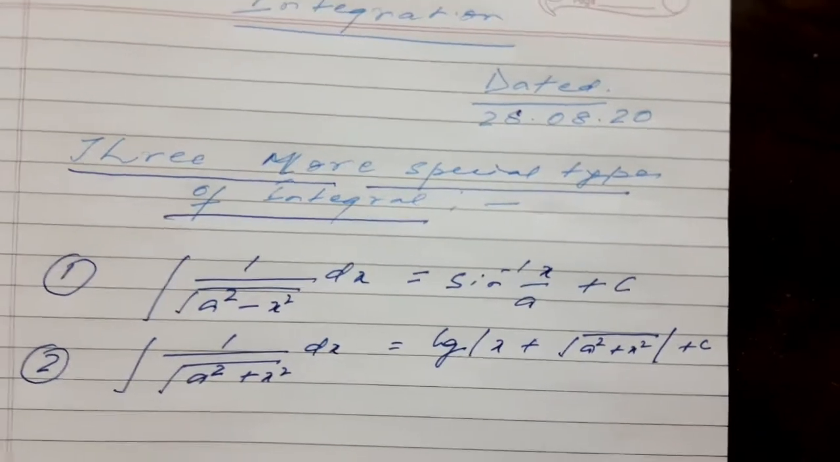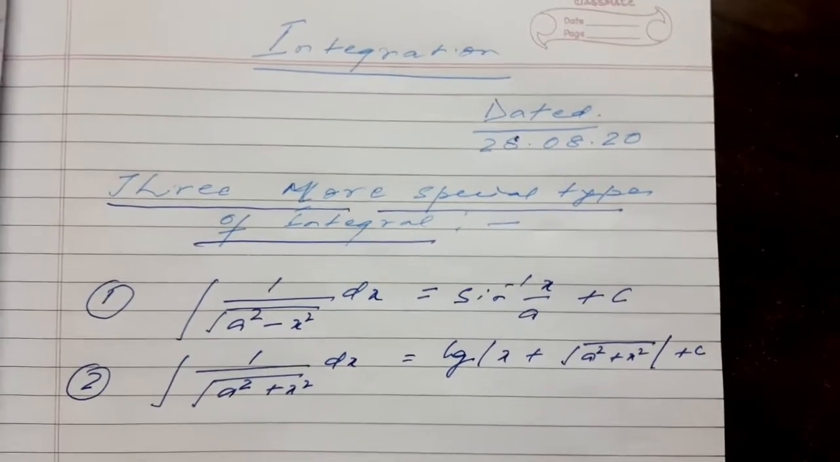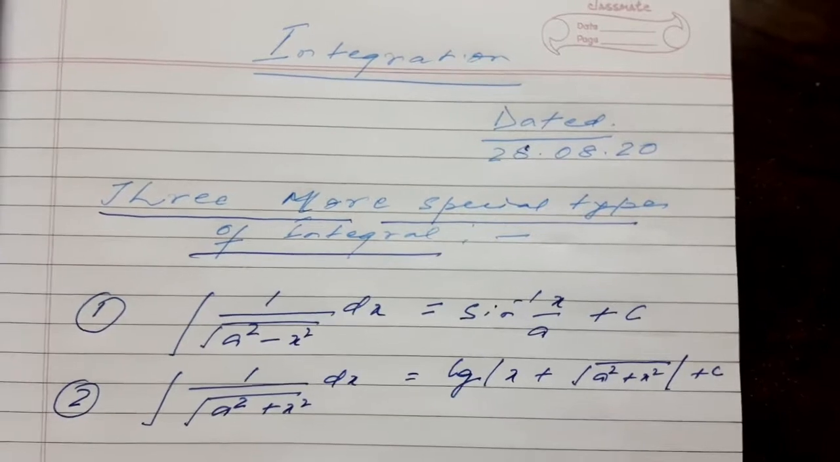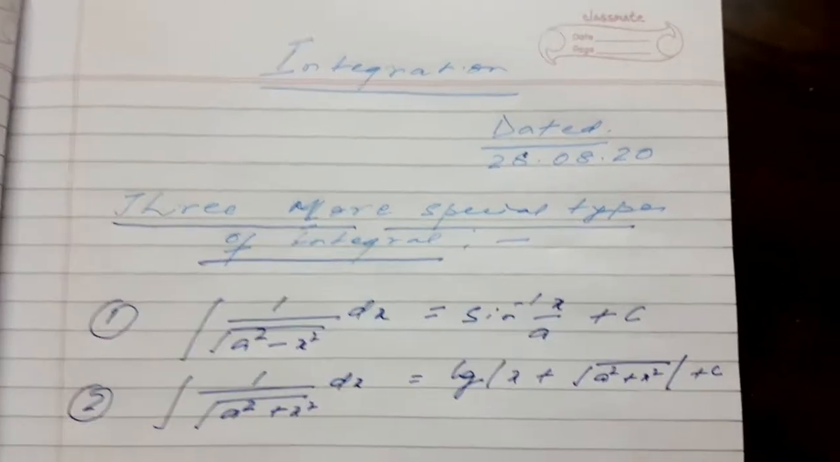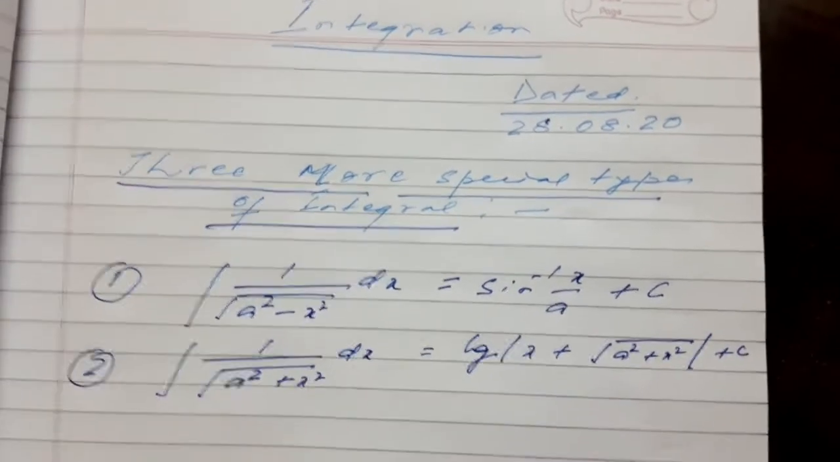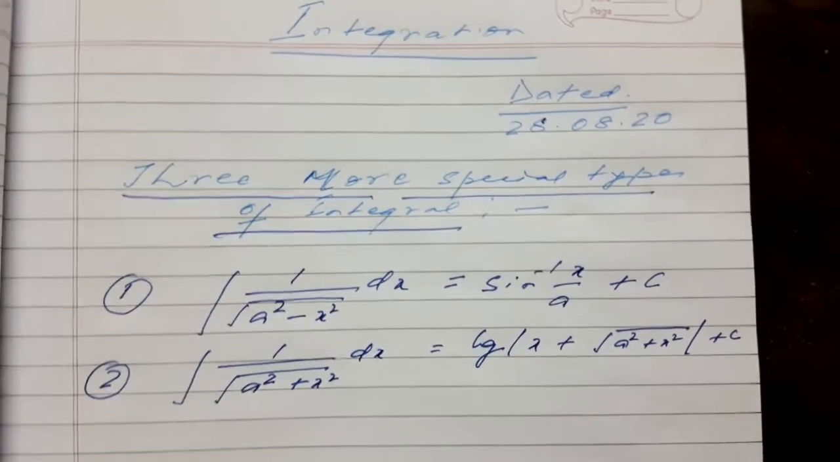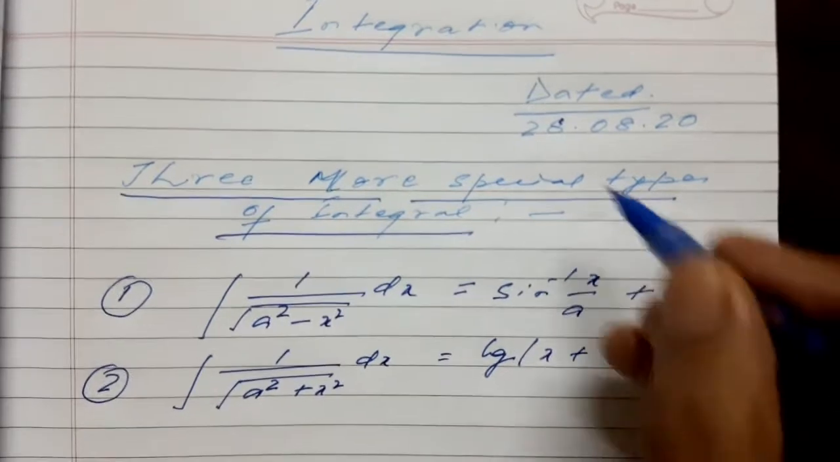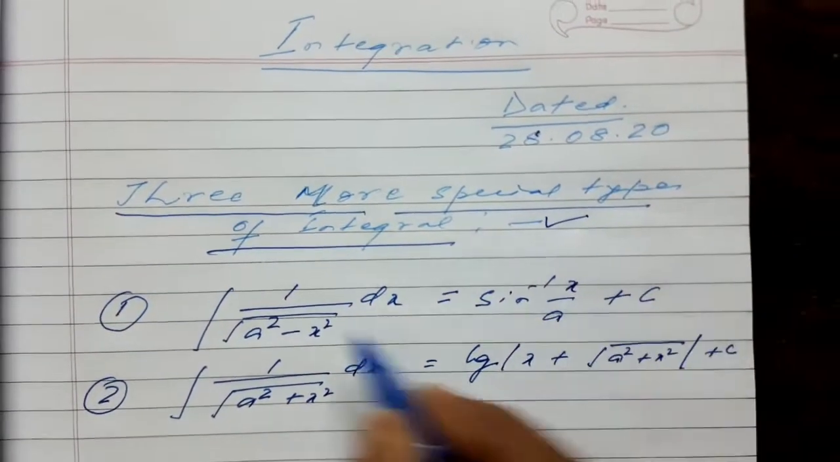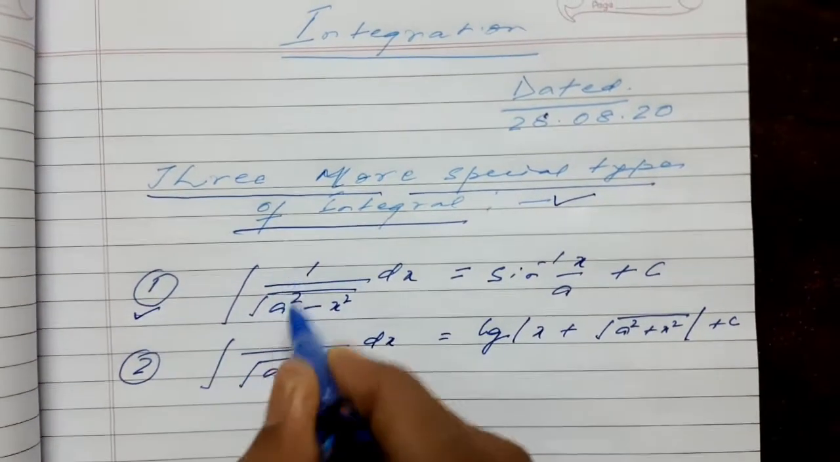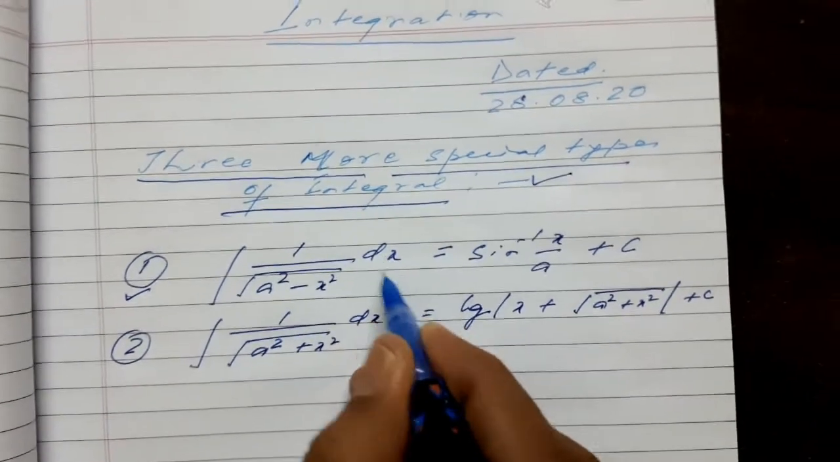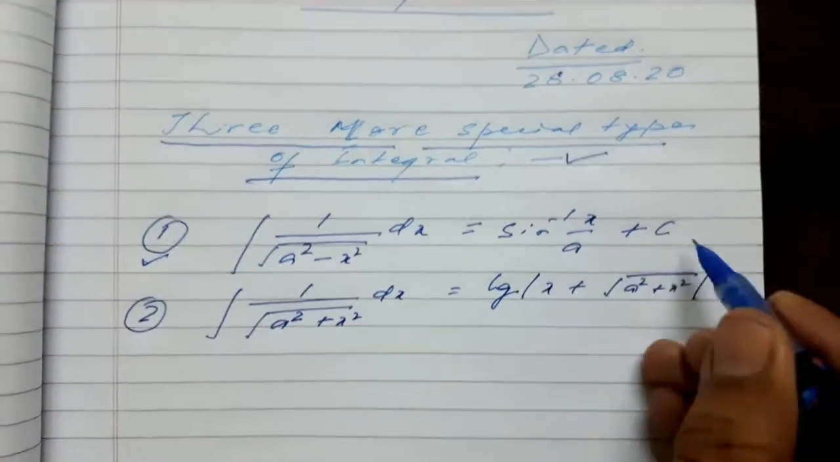Hello students, in the previous class we went through the concept of partial fractions and questions based on it with integration. Today we will go with another segment, type number 7, which is three more special types of integrals. The first is 1 upon root under a square minus x square dx. The result is sin inverse x by a plus c.